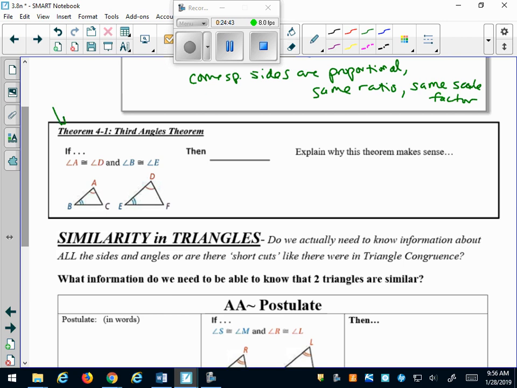Okay, this is a new theorem that is going to become applicable to this concept. It's called the third angles theorem. And I'm going to see if you can figure out what the theorem says. So we'll start off together. If you have two triangles and A is congruent to D, so A on one triangle is congruent to D on the other triangle, and B is congruent to E, again one from each triangle, what do you think you can conclude about the third angle?